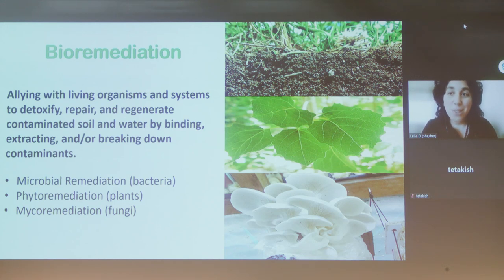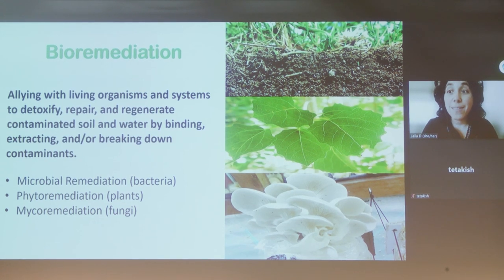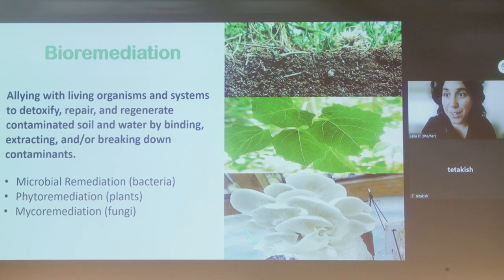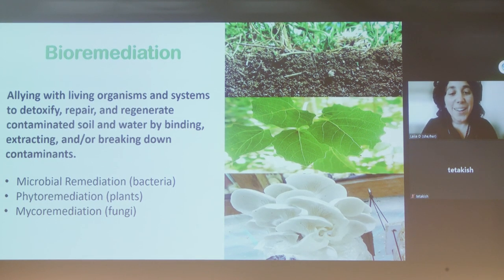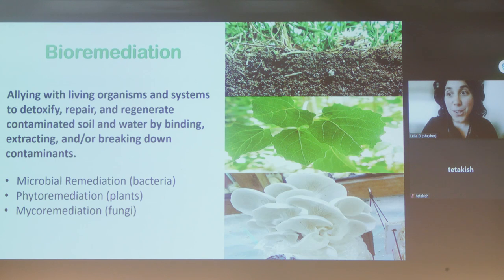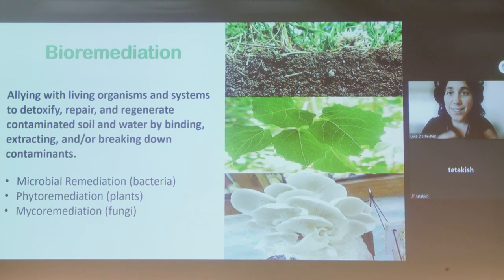Now, in bioremediation, we have a multi-kingdom, multi-trophic approach where we work with three main categories of organisms. The first, we call microbial remediation, and that is working with microorganisms, so things like bacteria. The second is phytoremediation, and that's working with plants. And the third is mycoremediation, and that's working with fungi. I'll do a quick intro to each one just to get us started.